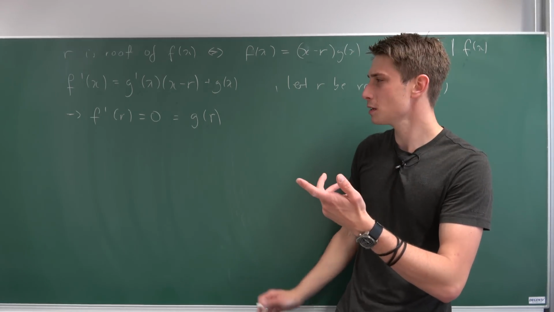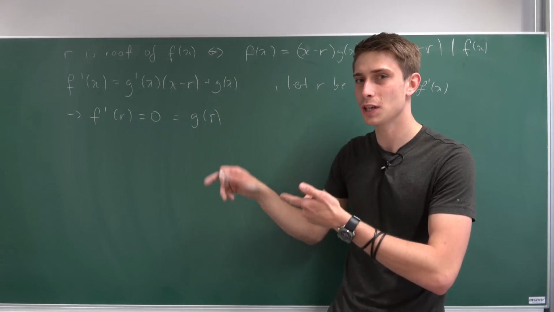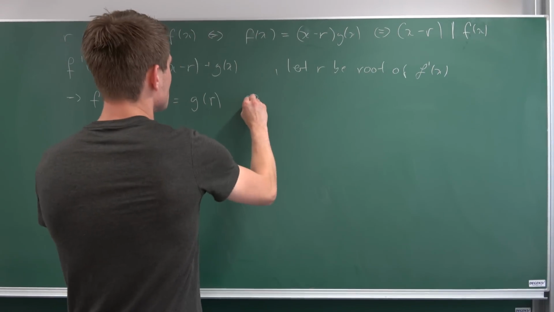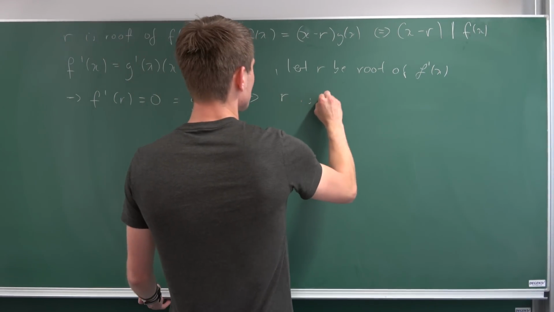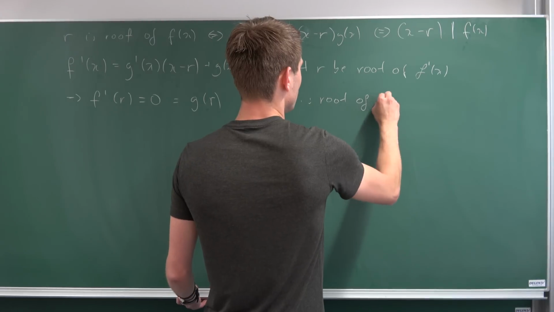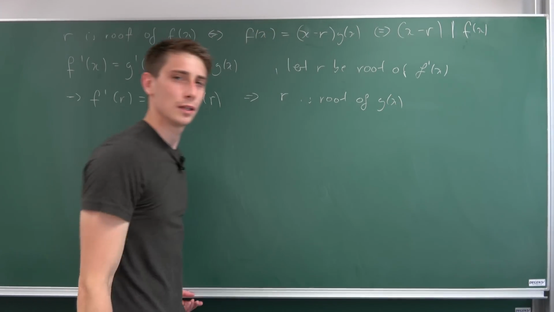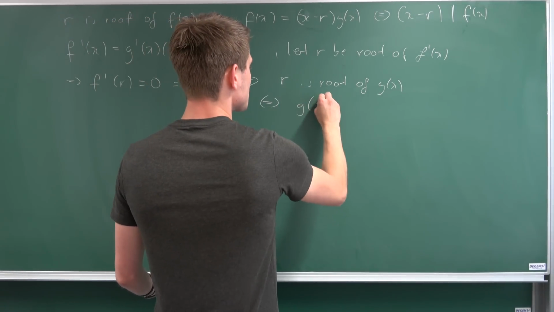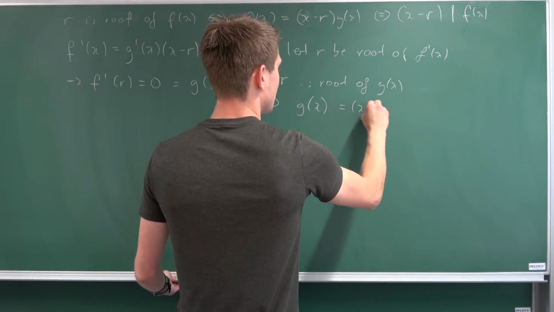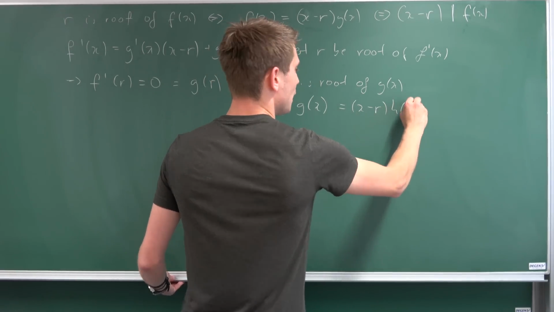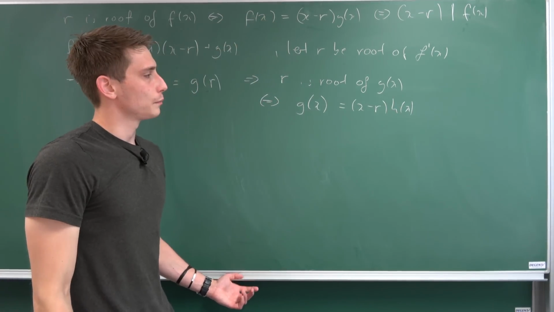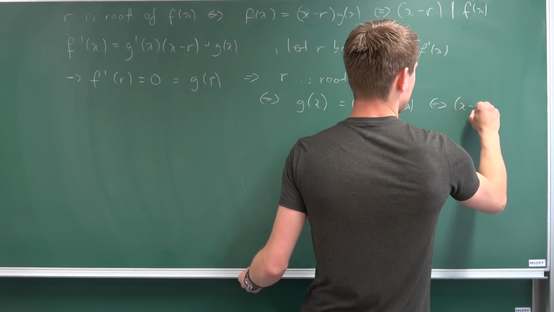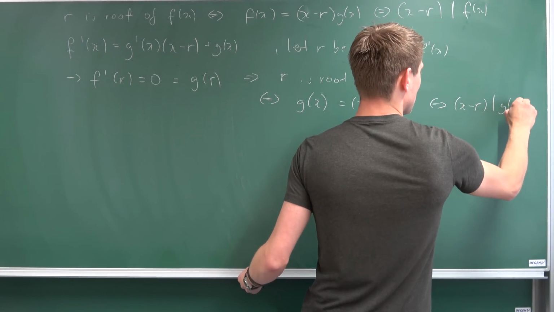But what does it mean if we plug a value into a polynomial and we end up with 0? That's the root of the polynomial. So that also implies that r is a root of g of x. We can rewrite this as g of x being equal to (x minus r) times some, I don't know, h of x. And that also means that x minus r does divide g with respect to x.